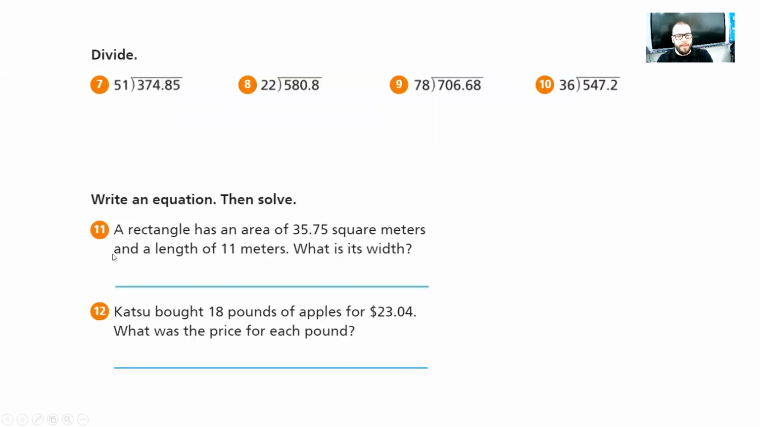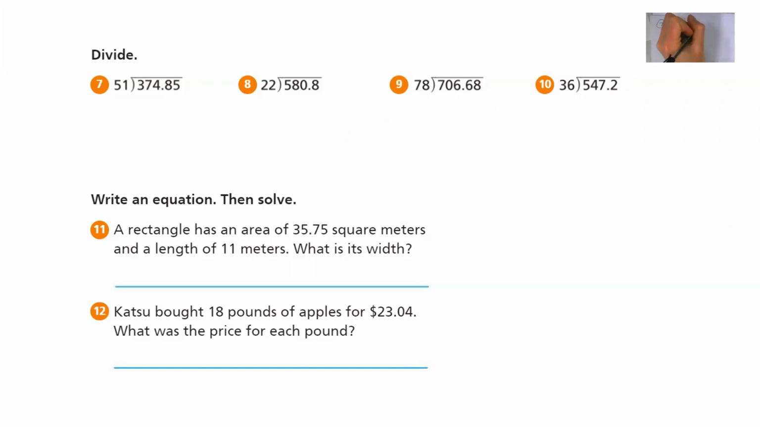Okay. I'm going to go ahead and switch my view. Try number 7 out. Now this one is going to take us a little bit longer because it's a double-digit divisor. But once again, we don't have to deal with decimals on the outside yet. So there's no reason to panic.